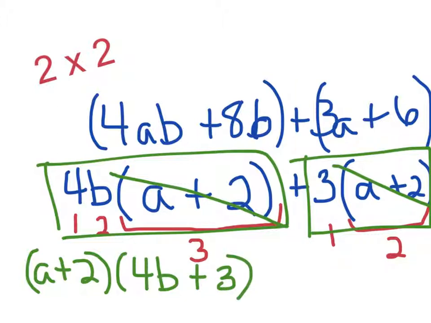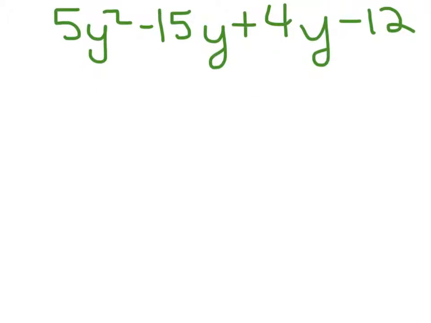So now, if you see what we got going on here, we got this a plus 2 out here just one time. You only have to write it once. And then you have what's left in your second binomial. So 4b plus 3. Okay, so let's try another one of these.